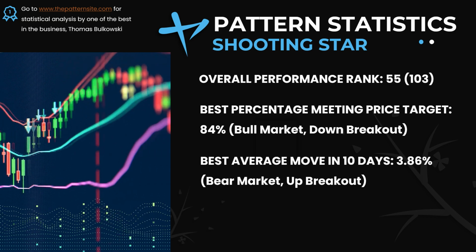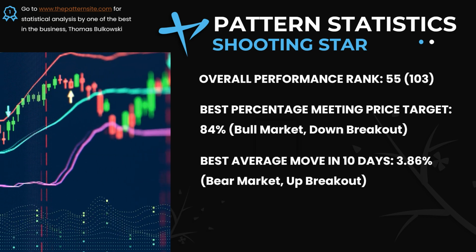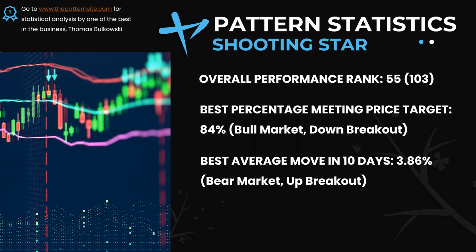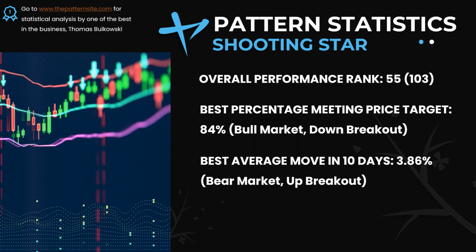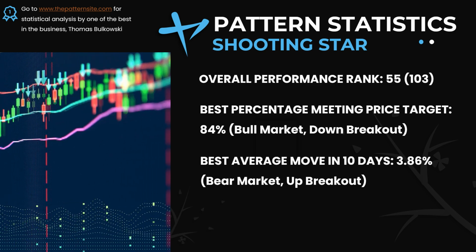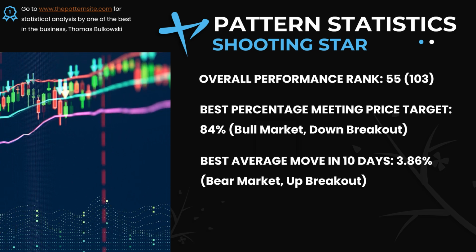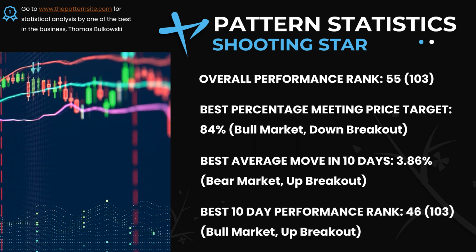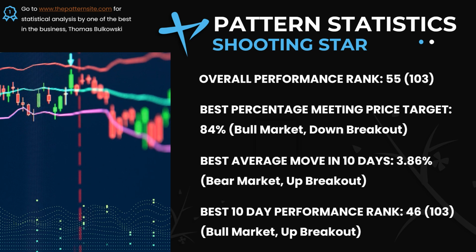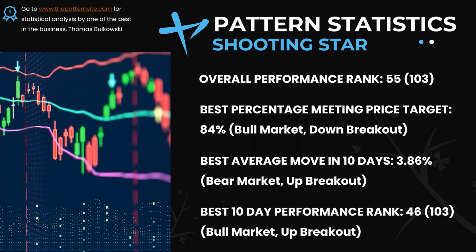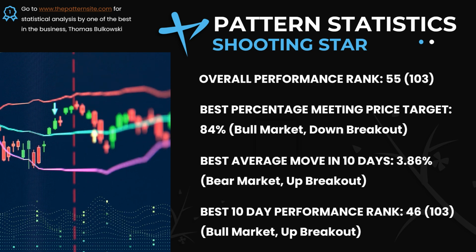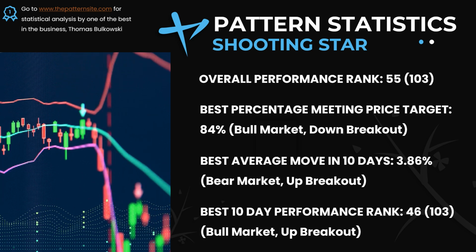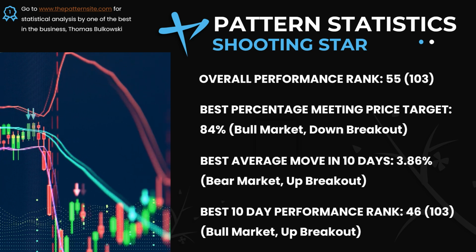Now, the best average move in 10 days is 3.86% in a bear market with an up breakout. So this is primarily for a reversal signal, but over measuring 10 days past the development of the shooting star, not a confirmed one, but just the shooting star, the best move on average is about 3.86%, but it is to the upside. There's your little hiccup. There's your caveat. So the best daytime performance ranks 46 out of 103, or a little bit better. Then you can see the overall performance rank at the top there, 55 out of 103. Interesting. So this is going to really make a difference on where this develops in an overall trend, or I should say pattern or move.